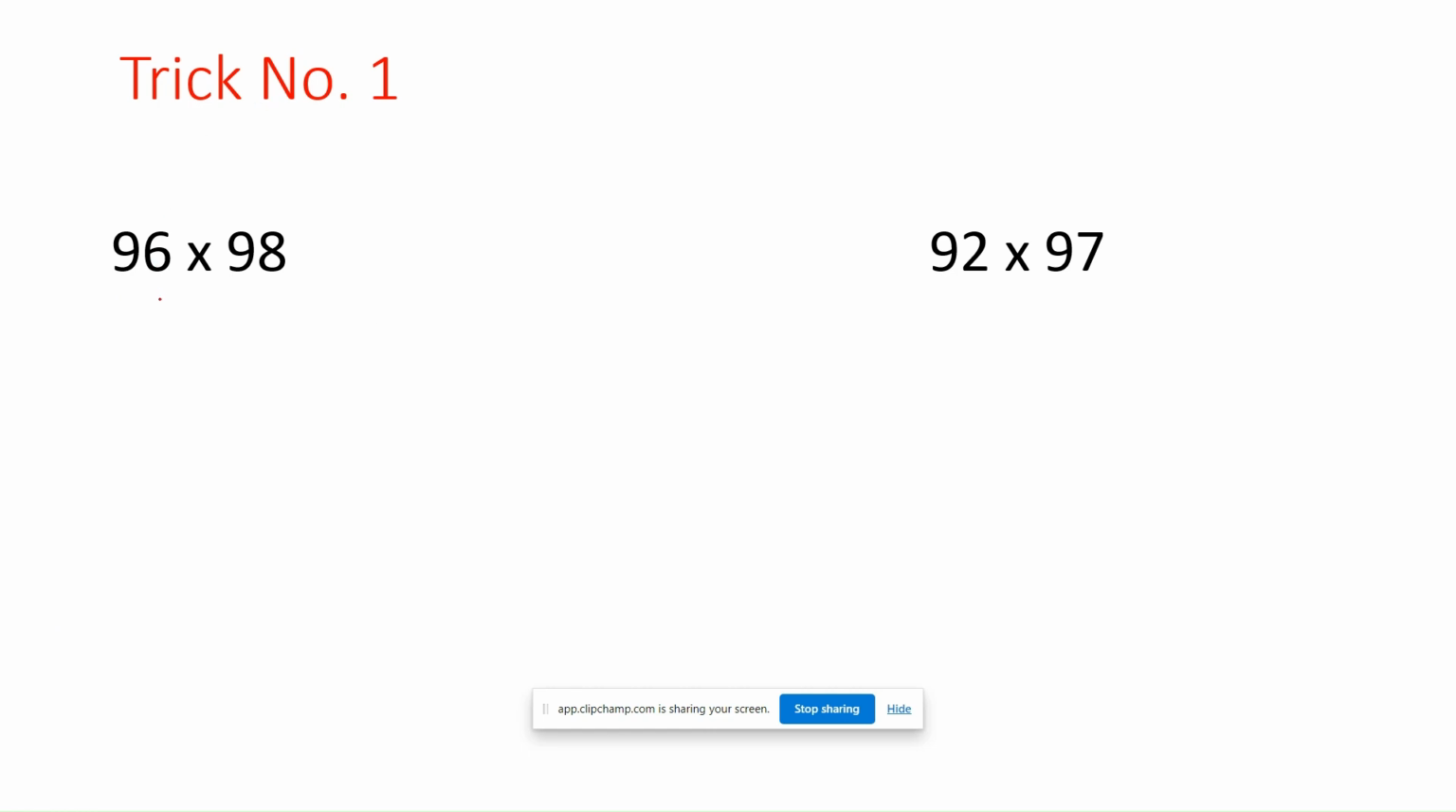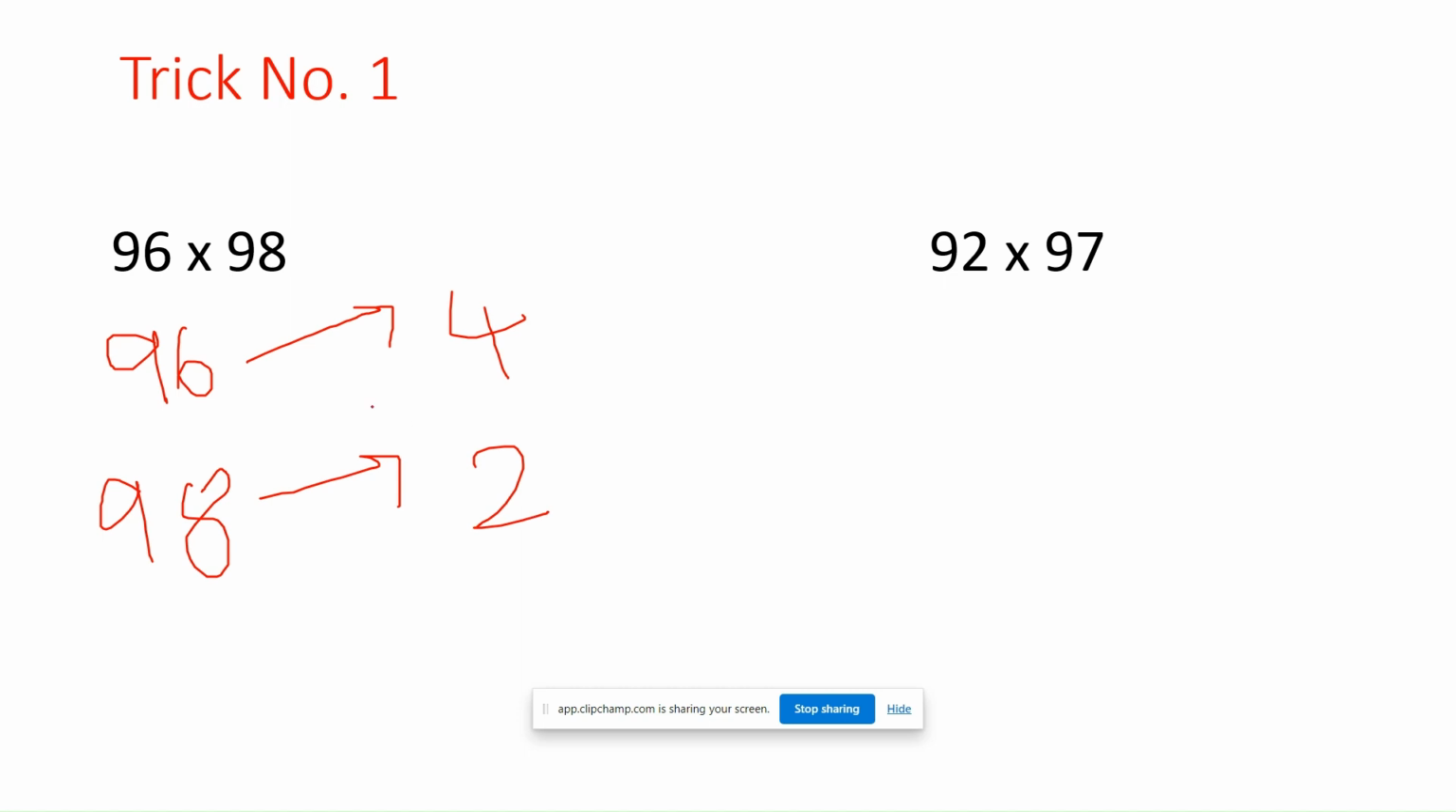Okay, now let us see a few more numbers. That is 96 into 98. Here I will write 96. How many numbers less are there here to 100? That is 4. Now here 98. How many numbers less to 100 here? 2. So less means you have to use the subtraction sign.